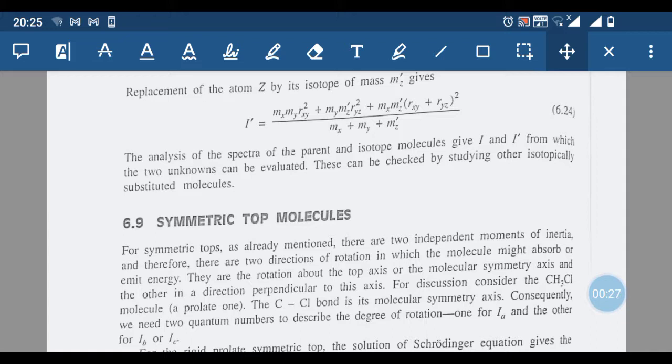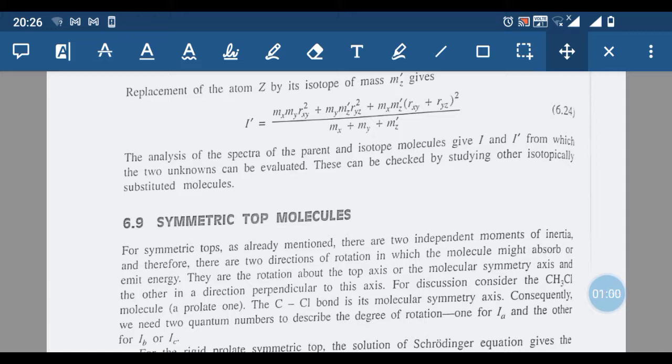of inertia which is along the molecular symmetry axis, and the other one is the axis which is perpendicular to the molecular symmetry axis, and corresponding to that we have two different types of moment of inertia. Generally we have two types of symmetric top molecules. One is prolate symmetric tops and the other one is oblate symmetric tops.